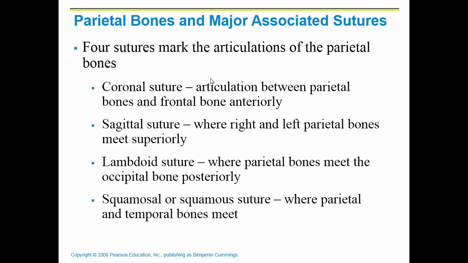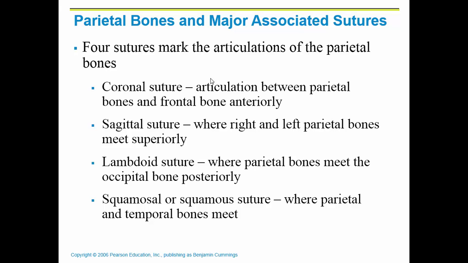Now the parietal bones articulate, or make a joint, with a lot of different bones in your skull. There are 4 sutures, which are those immovable joints that articulate with other bones. So you have the coronal suture. If you remember, there was something called a coronal plane in the body. It was also called a frontal plane. That is going to be the articulation between parietal bones and the frontal bone, forming kind of like a frontal plane through the skull.